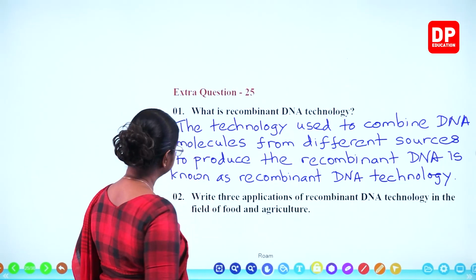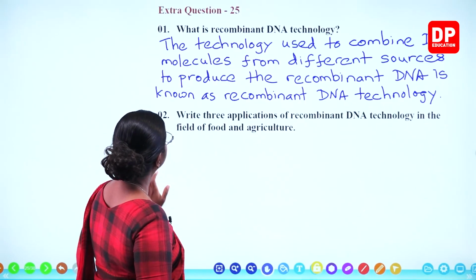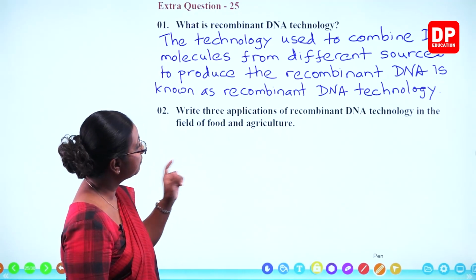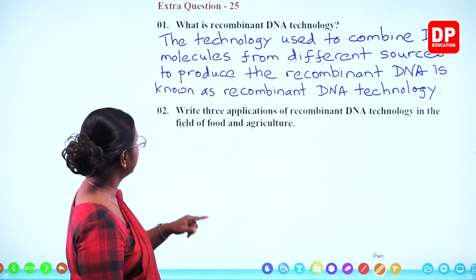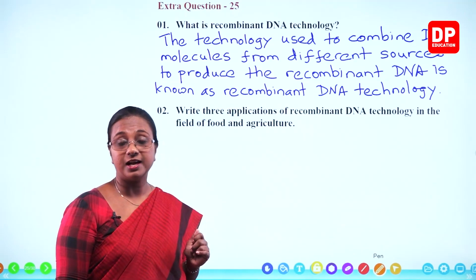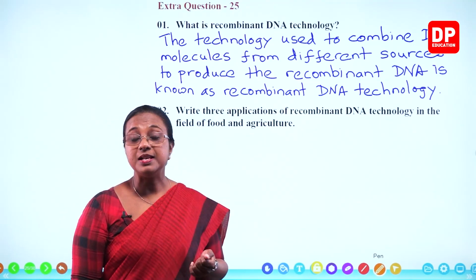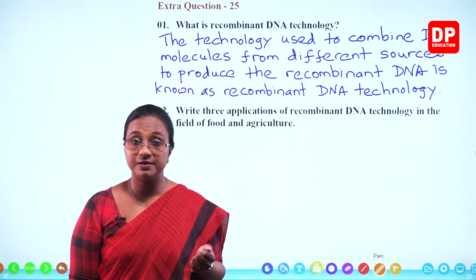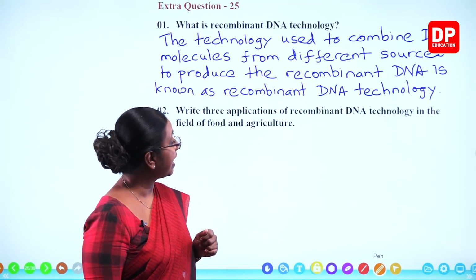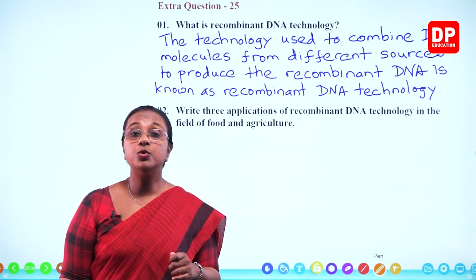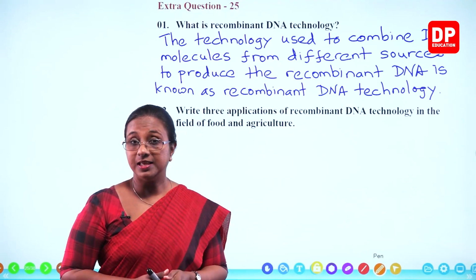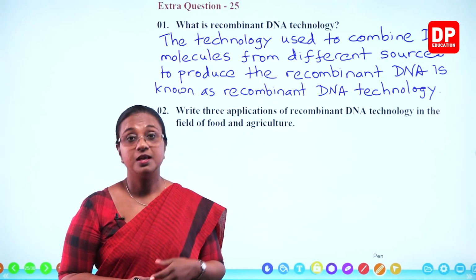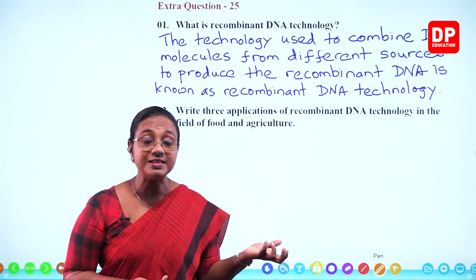So then, the next part of the question, write 3 applications of recombinant DNA technology in the field of food and agriculture. So this recombinant DNA technology or genetic engineering is used in many different fields. We want you to write the applications in the field of food and agriculture. What are they? You can produce pest-resistant crops that are resistant to pest attack.